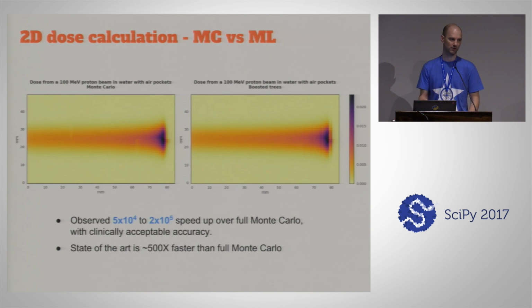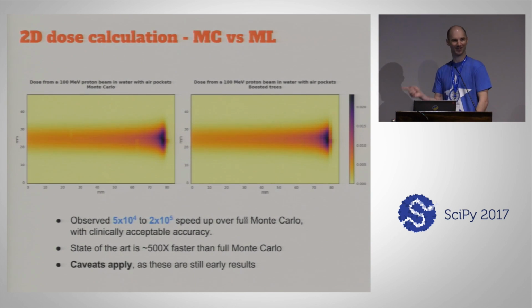As far as I know, the state of the art for doing this kind of calculation with acceptable accuracy is about 500 times speed up, maybe 1,000 times speed up. So that's all very exciting. You can tell I'm excited. But there's a lot of caveats. That's why I'm not going out there and telling you to buy stock in my personal side project.